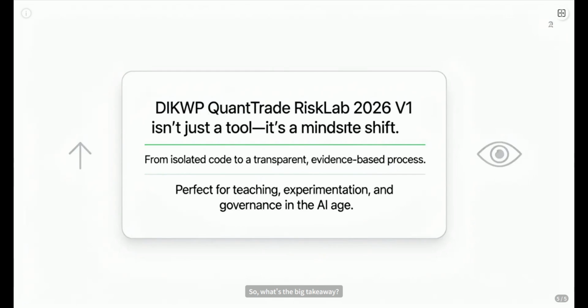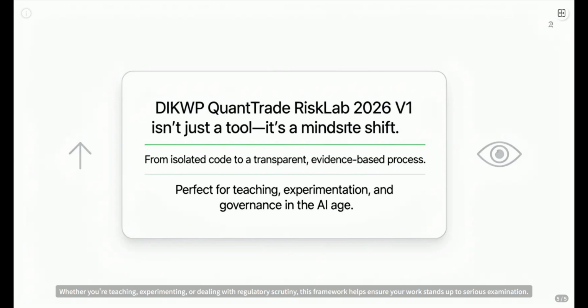So, what's the big takeaway? This isn't just another piece of software. It represents a fundamental shift in how we approach quantitative trading research, especially in the AI era. It pushes us away from isolated code snippets towards a transparent, evidence-based, and discussable process. Whether you're teaching, experimenting, or dealing with regulatory scrutiny, this framework helps ensure your work stands up to serious examination.